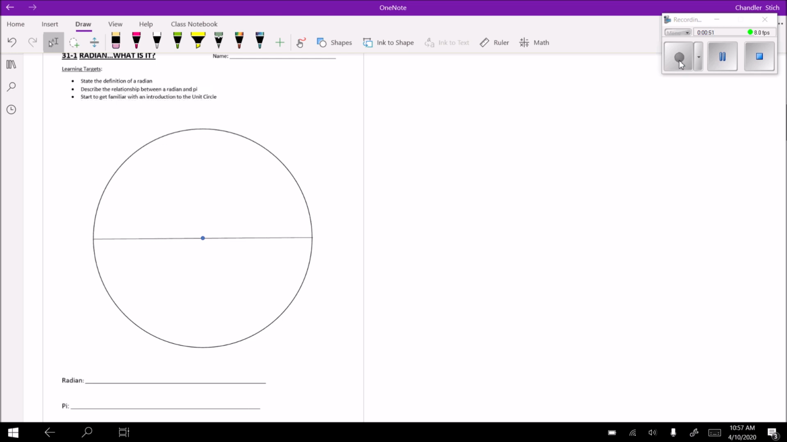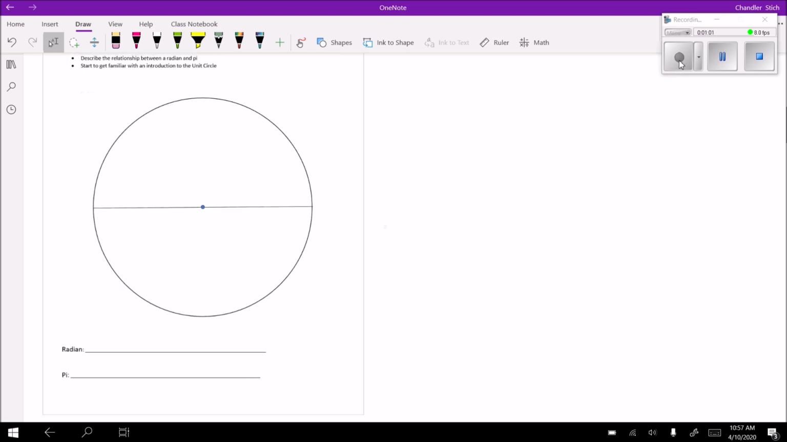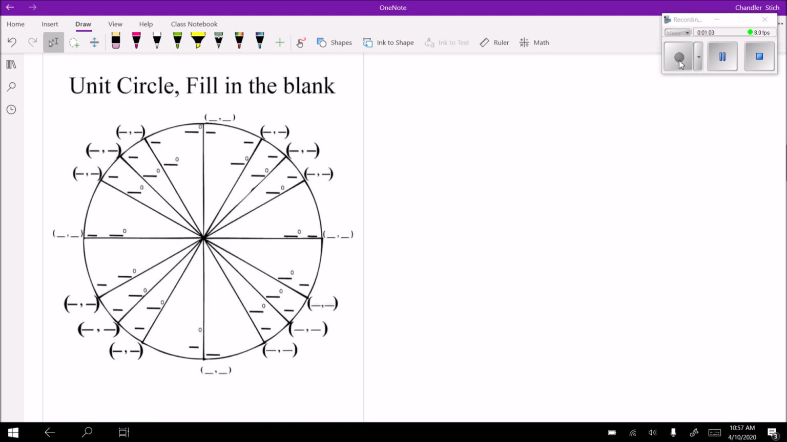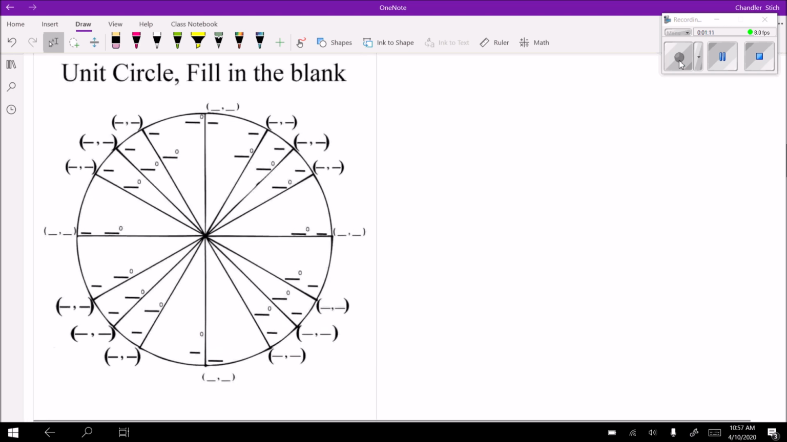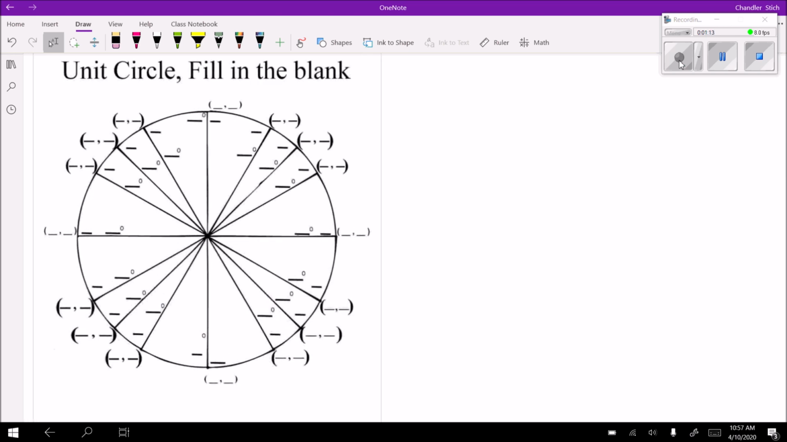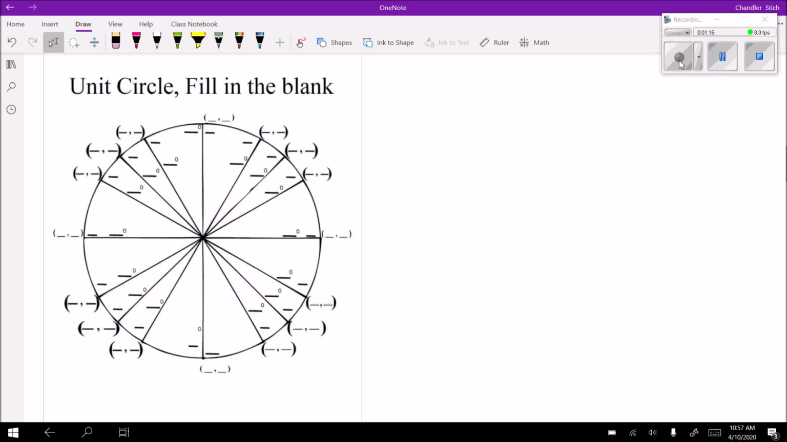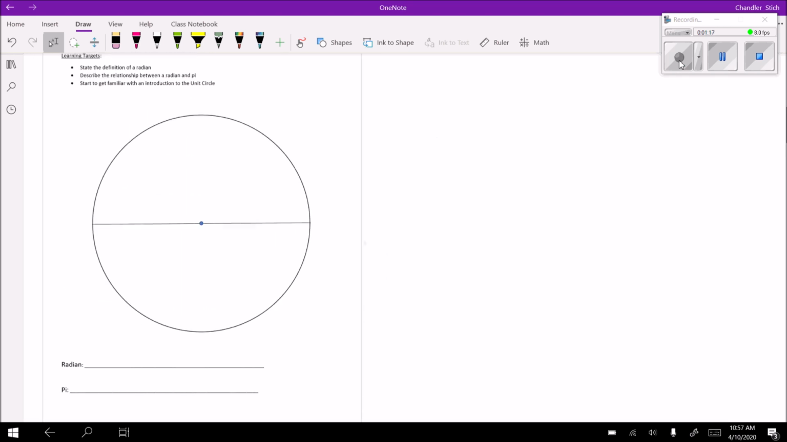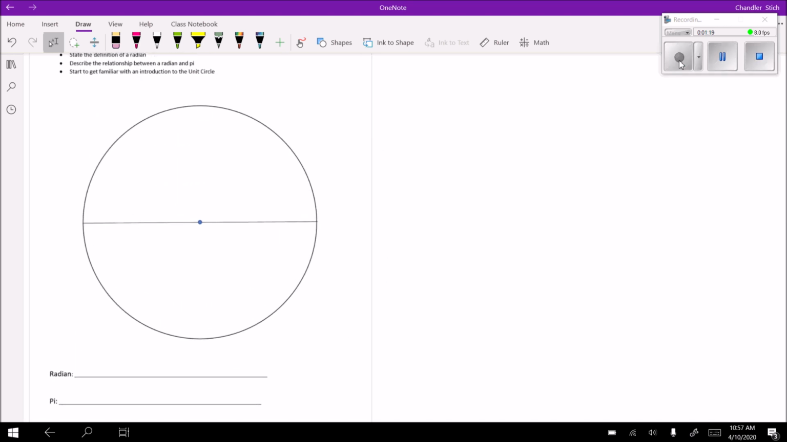So 3 learning targets. State what a radian is, the definition of a radian. Describe the relationship between a radian and pi, so how do those two mix, and then also start to get familiar with the introduction of the unit circle, which you see here. I sent this out a little bit over the first break, the COVID break, but it didn't require it, right? So eventually we're going to have to learn to fill this out and learn to know what all of these blanks are, and hopefully this week you'll get more familiar with that and whatnot.